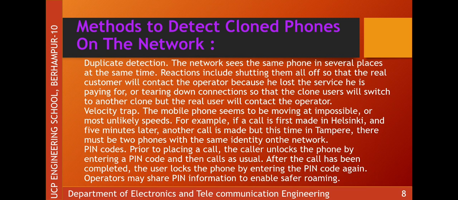Velocity trap. The mobile phone seems to be moving at impossible or most unlikely speeds. For example, if a call is first made in Helsinki and 5 minutes later another call is made, but this time in Tampa, there must be two phones with the same identity on the network.